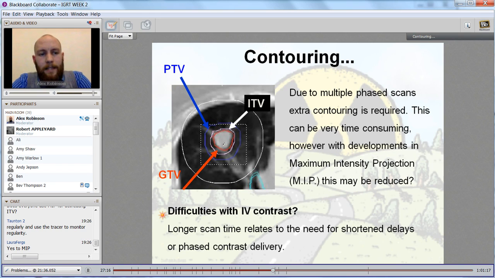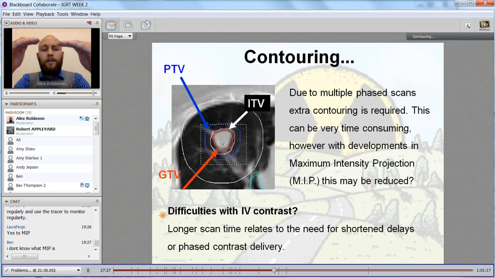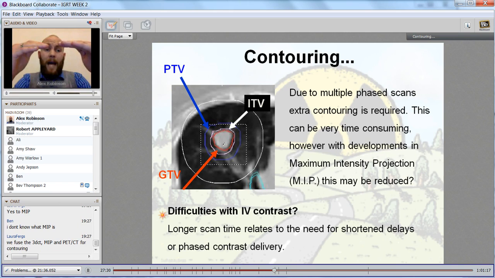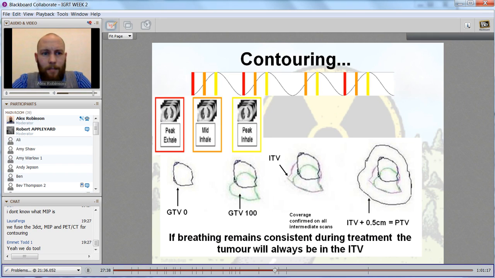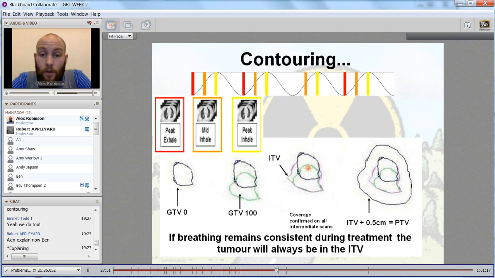Now, with the contouring, as I said, historically what we used to do was each phase. However, now with these maximum intensity projections, computer systems have algorithms in them which will allow us to contour the first phase, and it will then start to automatically contour the next series of images. So this can be really beneficial for us, as it's really time consuming. As you can see, this is our first GTV. This is then GTV 100, and we then use the MIP system to produce this contour, the ITV.